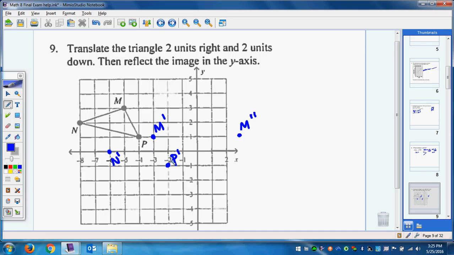So that definitely should have been enough time for you. So the P prime is actually the easier one. That's just 1, 2 to the y-axis. So it's 1, 2 over here. So that's my P double prime.